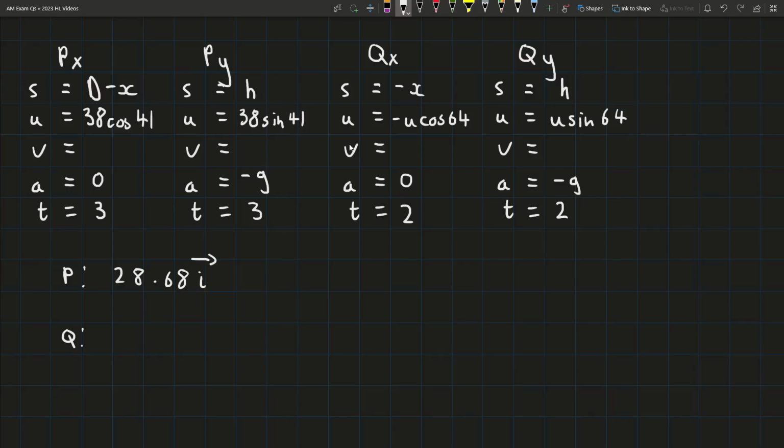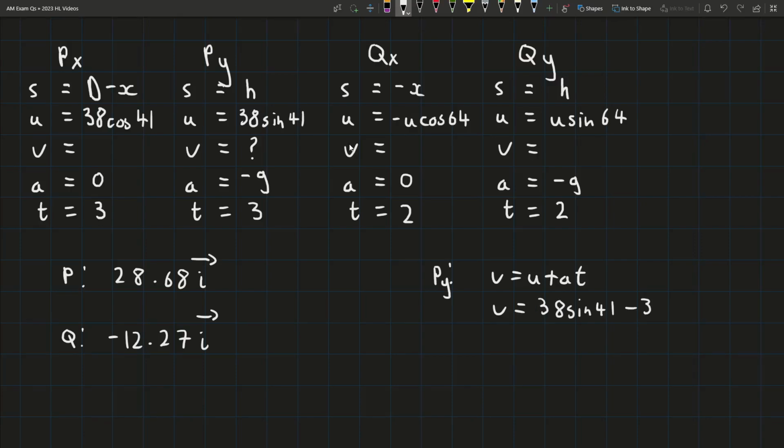i, and for q, now remember q's one will be negative because it's going to the left. So we'll get a value for, remember, u is 28 cos 64. So we'll get minus 12.27 i's for q. Now for the j direction, we have a little bit more work. So let's look at py. So we're going to solve for v. So we have v, u, a and t. So this is for p. So we have v equals u plus at. Sorry, this is py. So we're going to have v equals u is just 38 sine 41 minus 3g. Put that into the calculator and it'll get about minus 4.47. So we can add that in here. So it's going to be minus 4.47 j's.